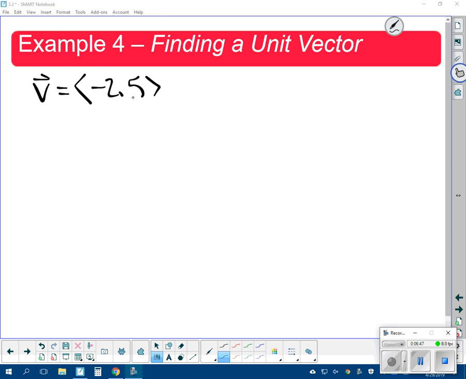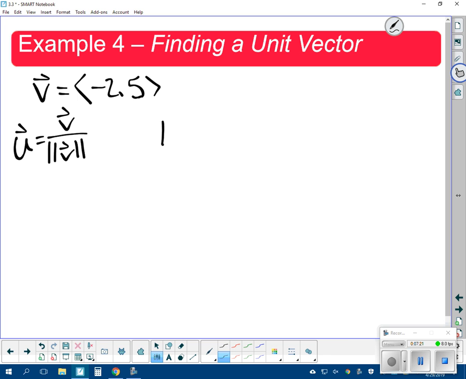Okay, let's find a unit vector given this vector. So when you're saying we want a unit vector, we want it in the same direction as vector v. Well, we just said in order to find the unit vector, we have to take the original vector and divide by that vector's magnitude. So I would think the first thing we need to do here is figure out the magnitude of vector v. How do we find magnitude?